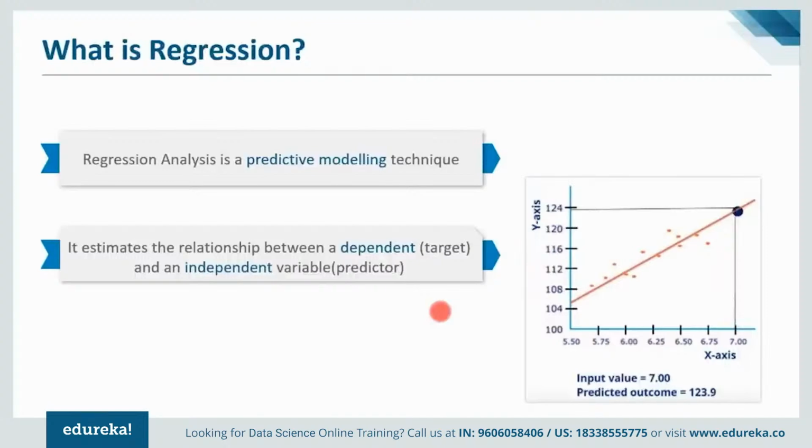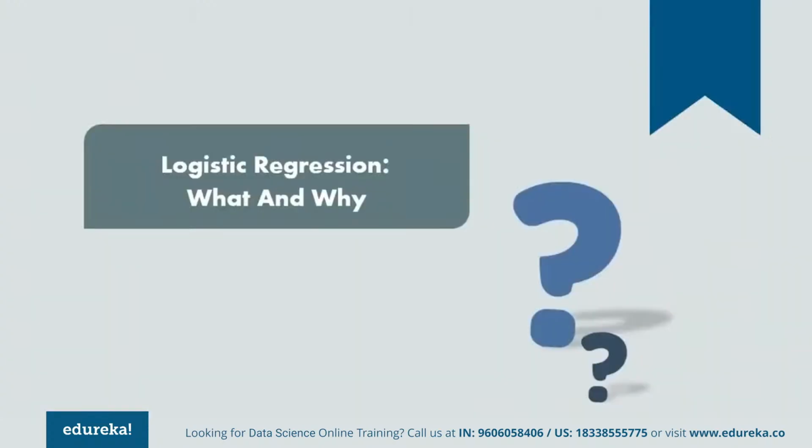Now regression is basically classified into three types: linear regression, logistic regression and polynomial regression. Today we'll be discussing logistic regression. So let's move forward and understand the what and why of logistic regression.